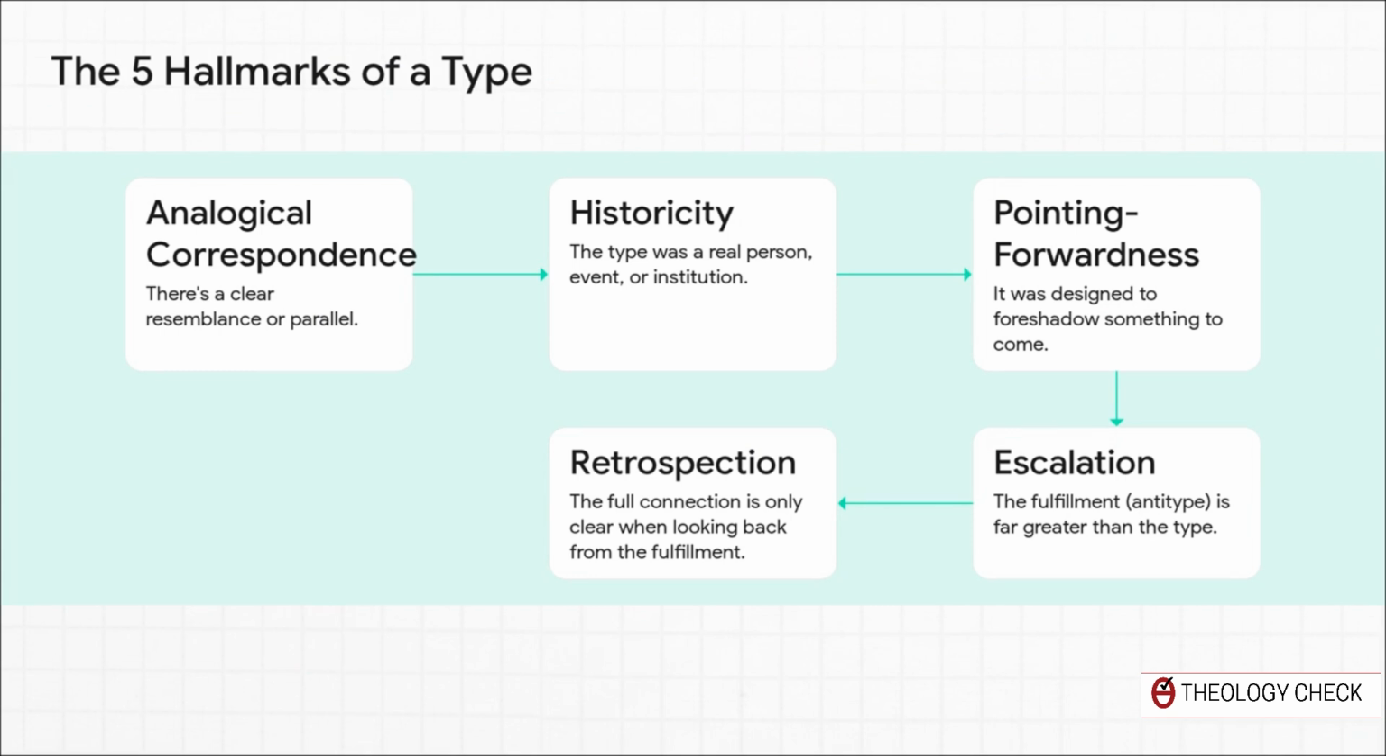So, you can't just call any similarity a type. The scholar Greg Beale laid out a kind of 5-point checklist. First, there has to be a clear parallel. But critically, the type has to be historical. It really happened. It was also designed to point forward, to foreshadow a fulfillment that is way greater in significance. That's the escalation part. And here's the kicker. Often, the full connection only becomes crystal clear in retrospect, when you're looking back from that fulfillment.